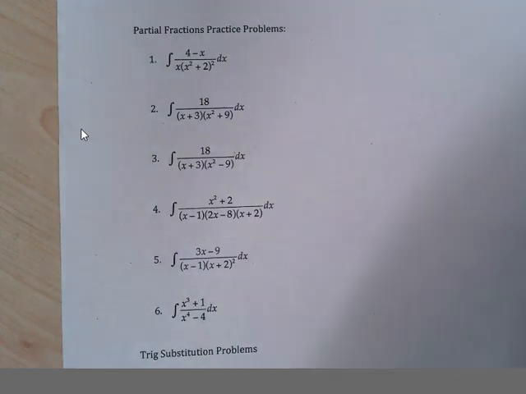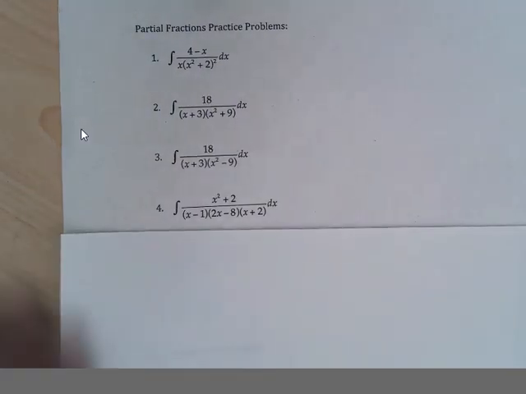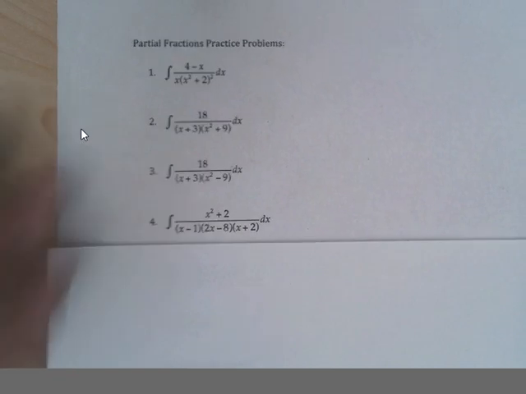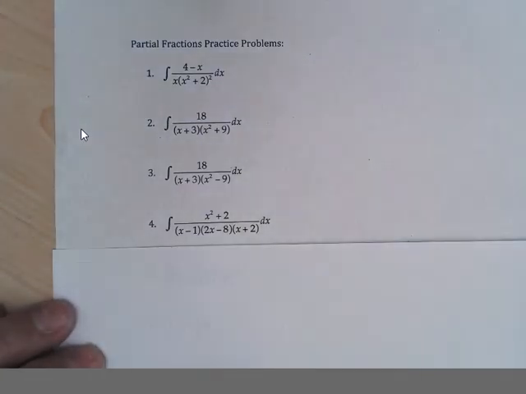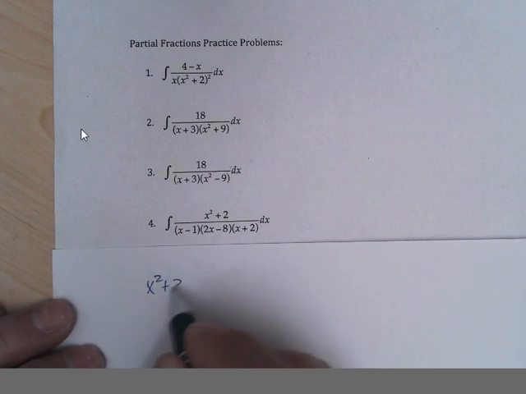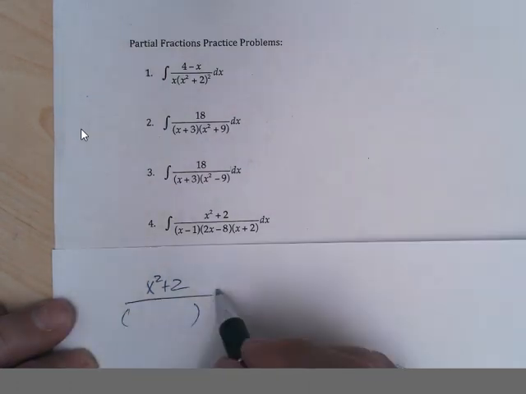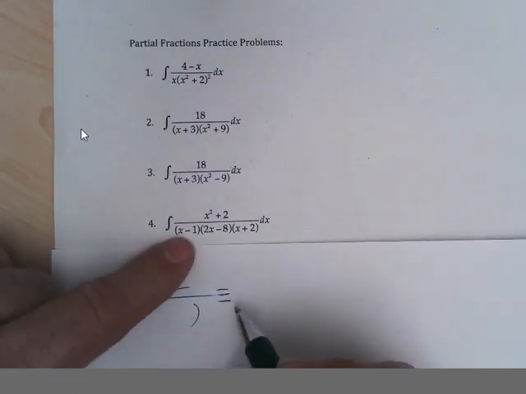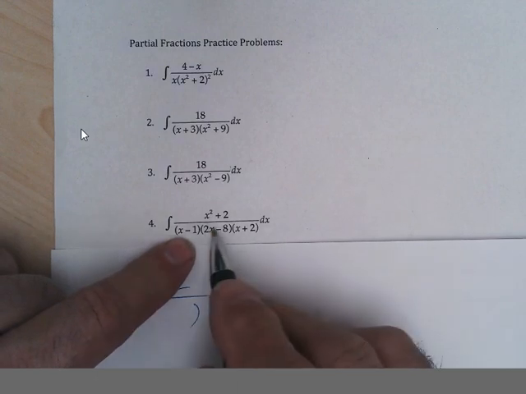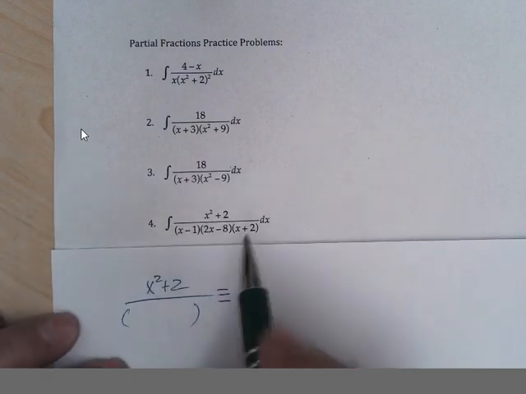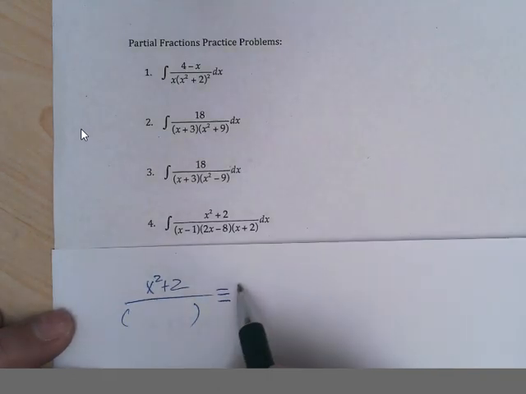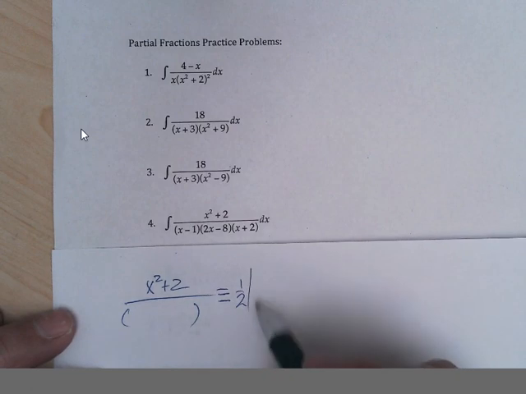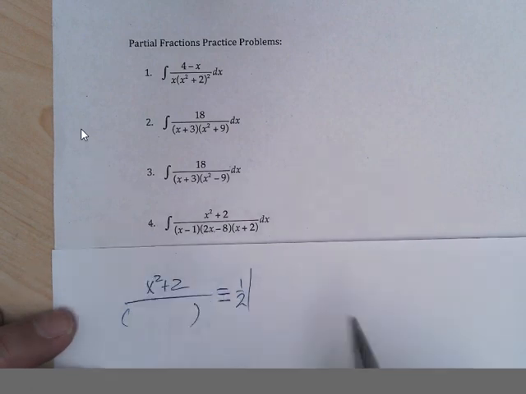Okay, now we need to go to 4. So x squared plus 2 over this mess is identically equal to linear factors. Let's see, what's that factor there? There's a 2 in there. I can factor a 2 out. So it'll be 1/2 times everything I get. I can just pull out a half.